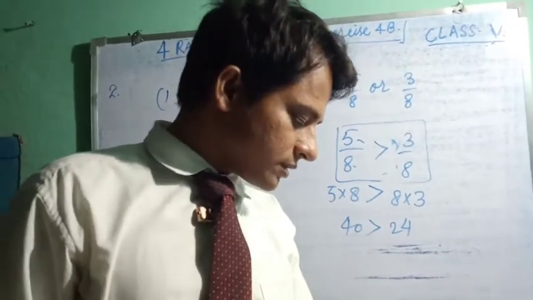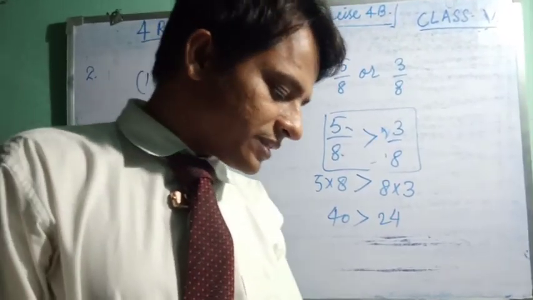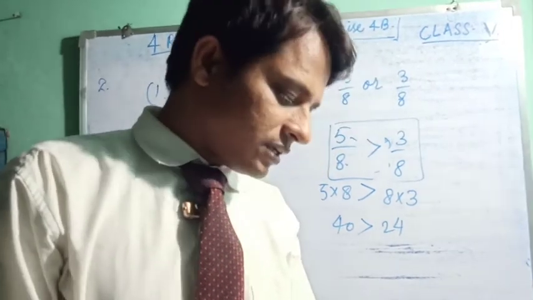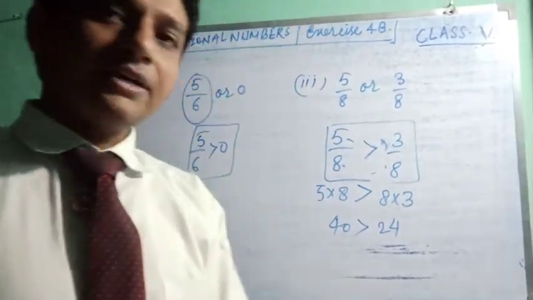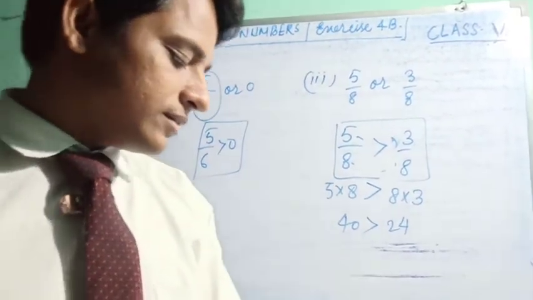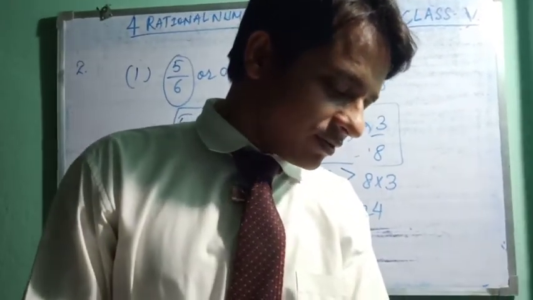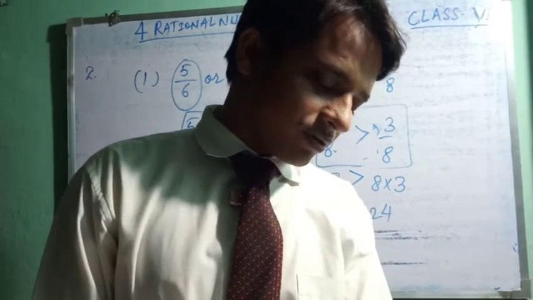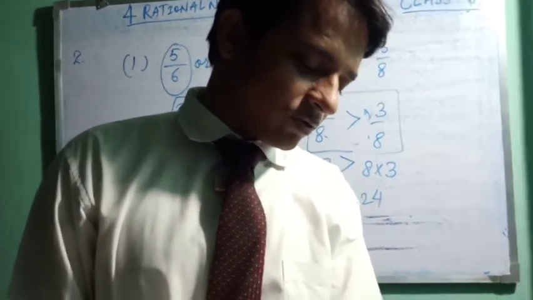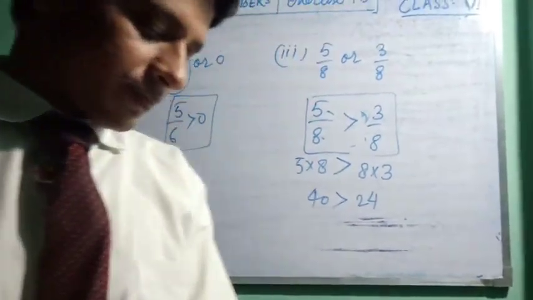Now next, question number 3. Which of the following rational numbers is greater in each of the following pairs? This is the same question as question number 2. You can do it. Now next, question number 4. Fill in the blanks with the correct symbols of greater than, equal to or less than.